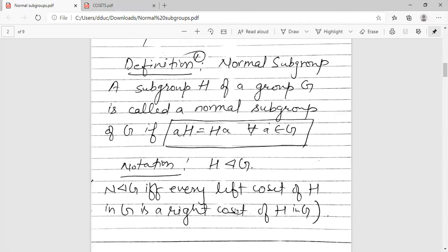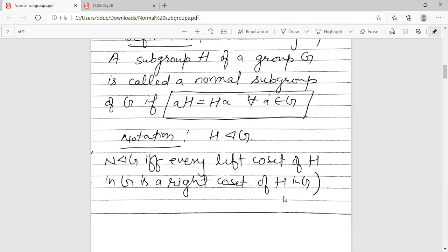So let us see the formal definition of a normal subgroup. A subgroup H of a group G is called a normal subgroup of G if aH is equal to Ha for all a belonging to G. And this is the notation of a normal subgroup: if H is a normal subgroup of G, then it is denoted like this. This definition can also be read like this: H is a normal subgroup of G if and only if every left coset of H in G is a right coset of H in G.